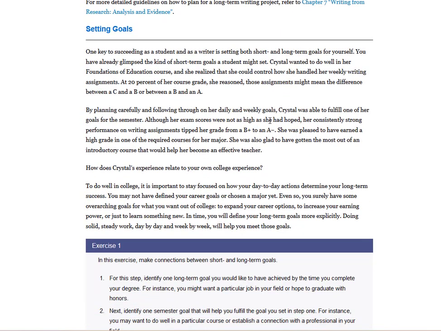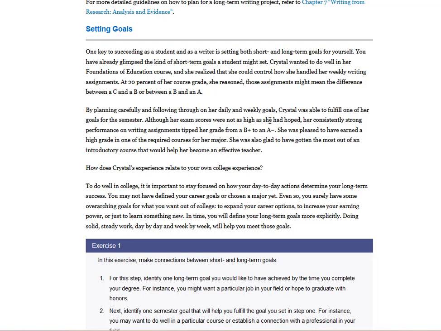Setting goals. One key to succeeding as a student and as a writer is setting both short and long-term goals for yourself. You have already glimpsed the kind of short-term goals a student might set by reading about Crystal. By planning and carefully following through on your daily and weekly goals, you make your work in small chunks. Make small goals in order to get to your goal. So when you write a paper, you don't just sit and write the whole thing all at once. You break down in little chunks how you write your paper.